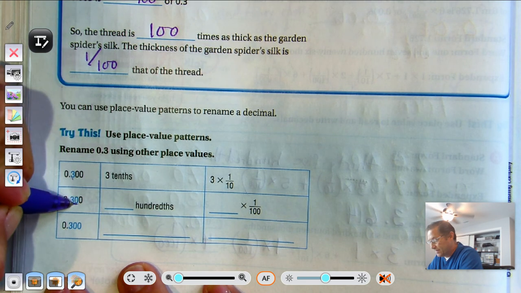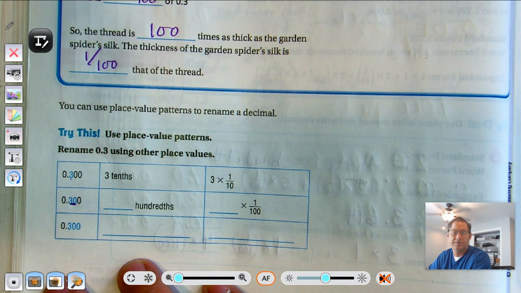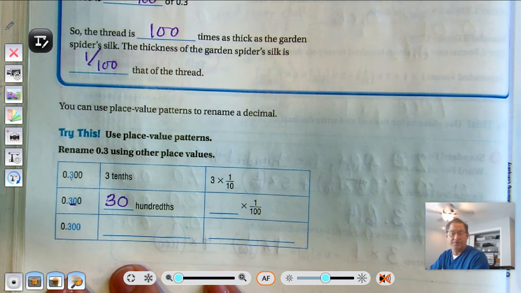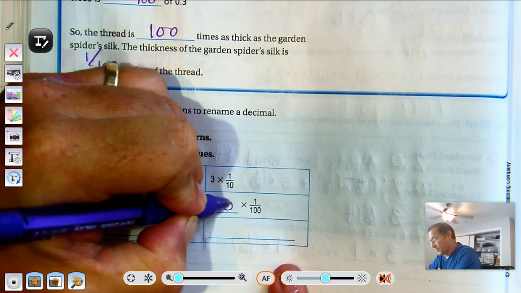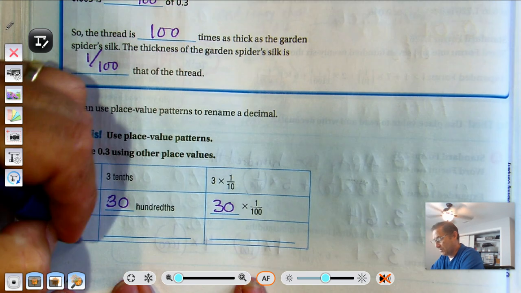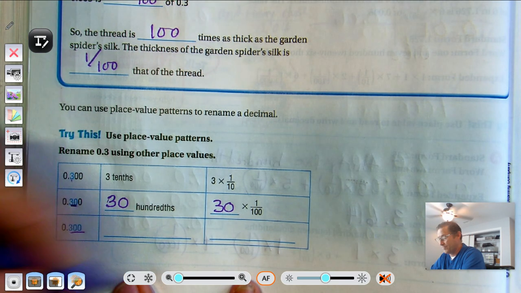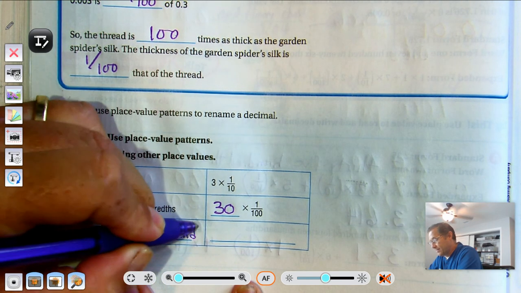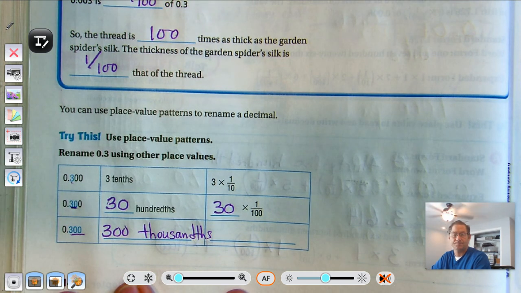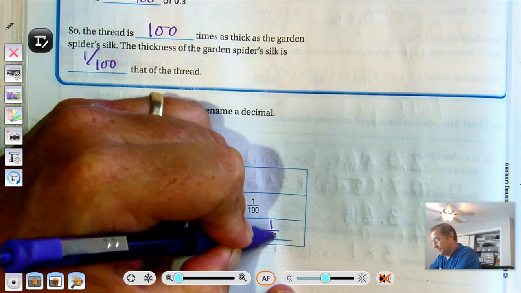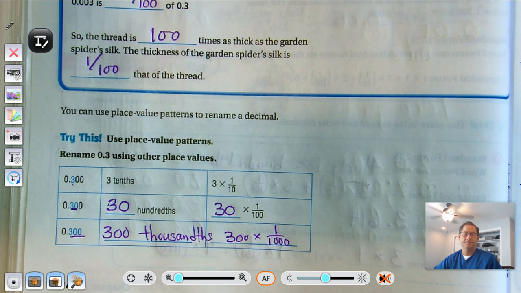This next one, we have 2 digits to the right of the decimal point. We have the 3 and the 0. We're just focusing on the blue. So we'd have 30 hundredths. So we would write 30 times 1/100. And then the last one, we have 3 digits to the right. And so that would be 300 thousandths. And how do you rewrite that? That would just be 300 times 1/1,000.